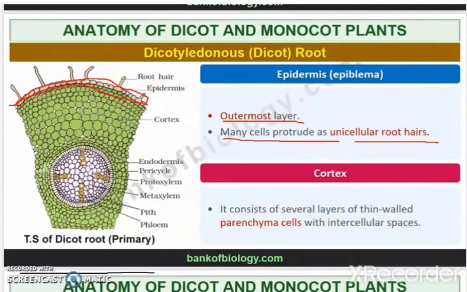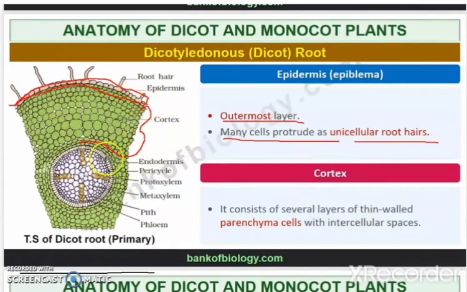Now coming to the cortex portion, as I told, it includes the parenchyma cells and also the endodermis. The cortex consists of several layers of thin-walled parenchyma cells with intercellular spaces. You can see that after the epidermis, there is a layer called the cortex. This cortex portion is made up of several layers of thin-walled parenchyma cells. Up to this pink differentiation, it is the parenchyma cells, right?